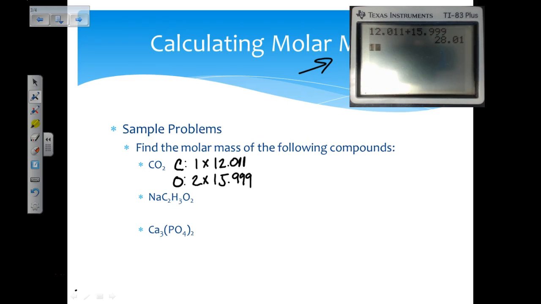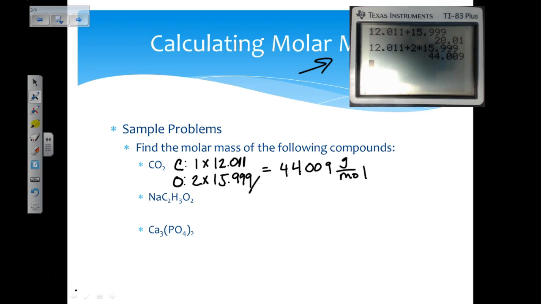And so now we can plug this in the calculator. 12.011 plus 2 times 15.999. And when we add that up, we get 44.009, and the units on that is grams per mole. So now here's something a little bit bigger.